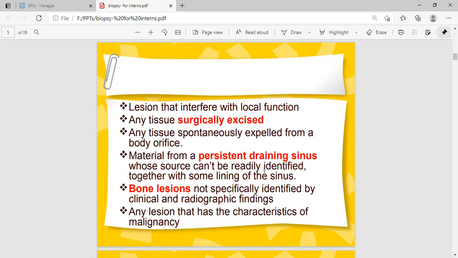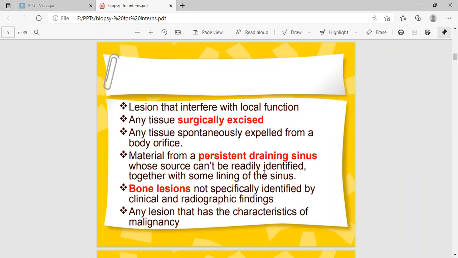Any tissue which is surgically excised, you should make it a habit of sending it for histological examination. Any tissue spontaneously expelled from the body surfaces. Yeah, this is important. Sometimes the patient may not be having any pain, but nowadays, as COVID is there, you can see many times patients are coming with mucormycosis or fungal osteomyelitis.